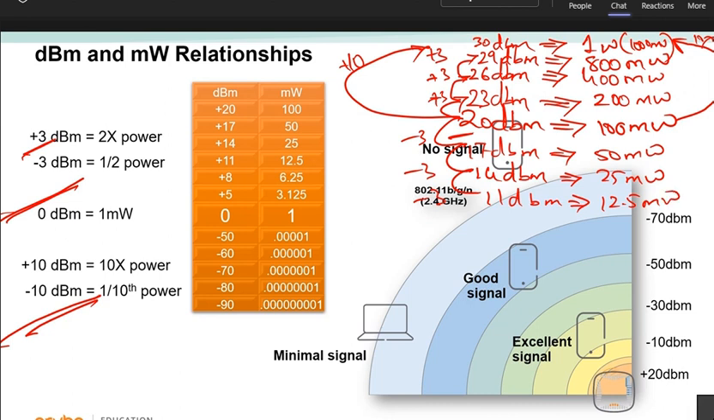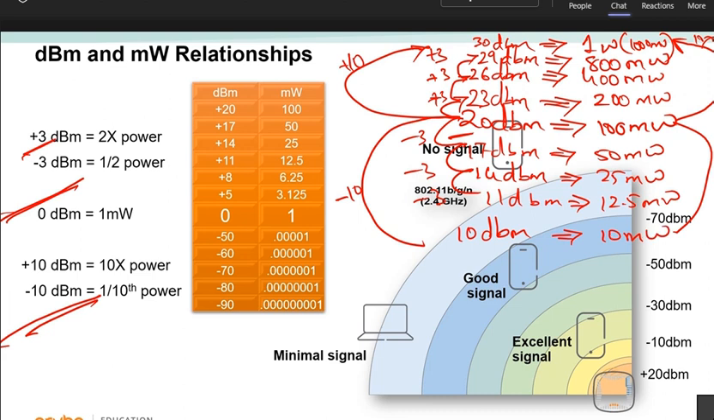Or I can keep doing minus 3 and try to reach the desired point I'm looking at. Or from your 20, I can do a minus 10. From 20 dBm, I can get it to 10 dBm. I'm reducing it 10 times. And what happens to my power level? It reduces 10 times, from 100 milliwatts to 10 milliwatts.